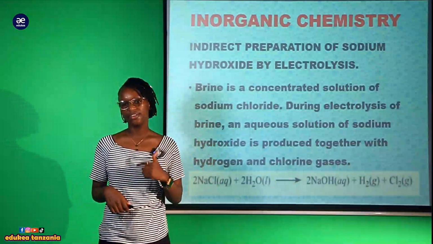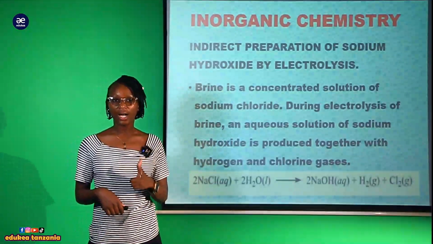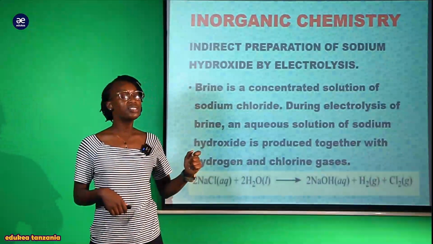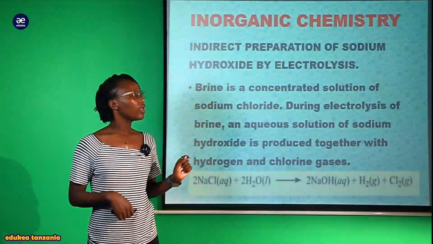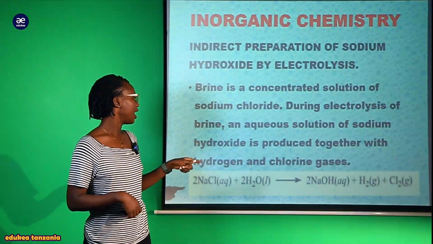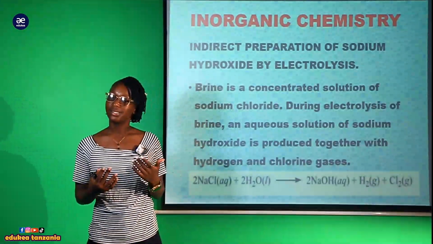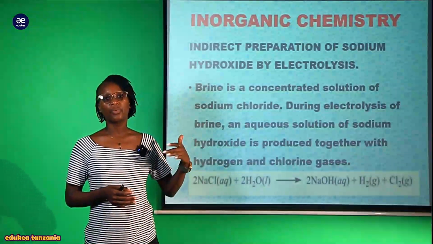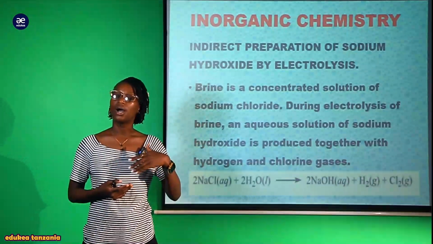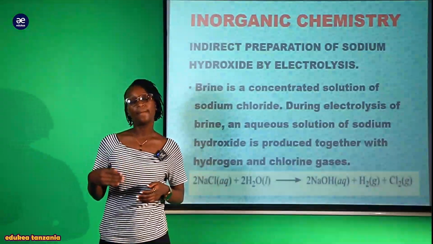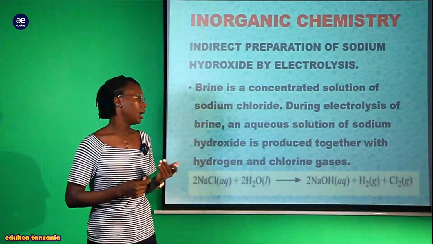So when we carry out electrolysis of this brine, which is concentrated sodium chloride, in order to produce this sodium hydroxide, we also produce hydrogen gas and chlorine gas. It means that when electrolysis takes place, there is production or release of gases, particularly hydrogen gas is released, and chlorine gas is also released.